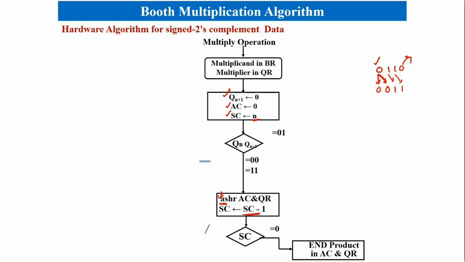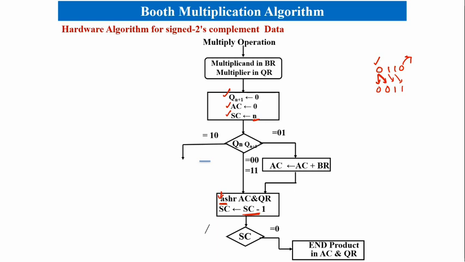Suppose Qn and Qn plus 1 are 0, 1. What does it mean? The previous bit is 1, the current bit is 0. It means it has to perform what? Tell me. It is to perform addition. How is addition to be performed? AC plus BR, the result is to be stored into AC. After that, it has to perform arithmetic shift right on AC and QR. Again, sequence is going to be decremented. Then check whether the sequence is 0. If it is 0, we get the product. If it is not 0, then you have to repeat the process.